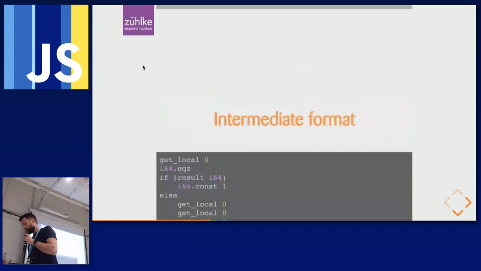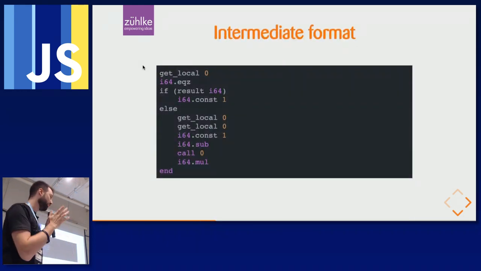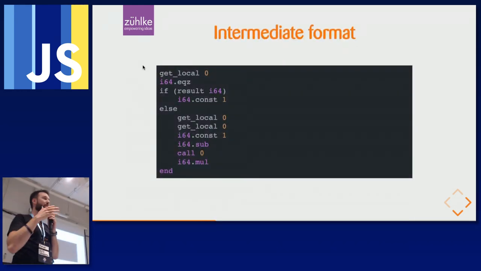It's a very easy recursive function, so we call ourselves with n minus 1. We would first compile that into an intermediate format. From there it will be easier to compile it to actual WebAssembly.